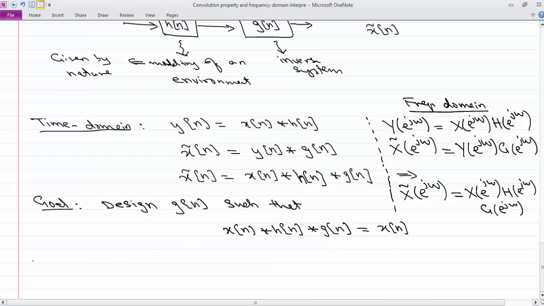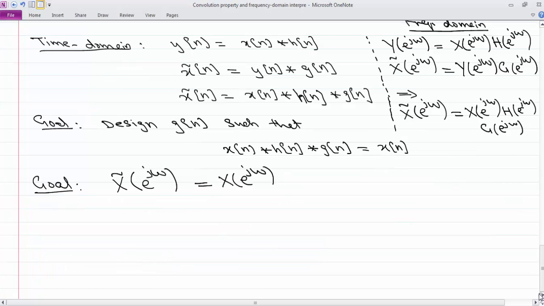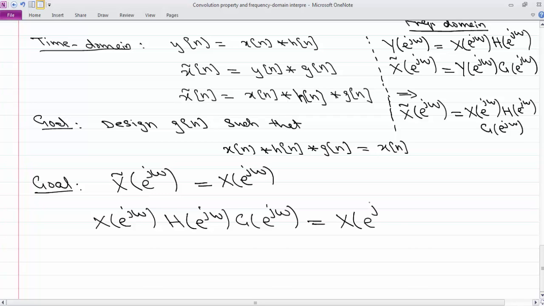So now what I want, in the frequency domain, the goal is X tilde of e to the j omega equals X of e to the j omega. Because if the Fourier transform is the same, then the time domain signal is the same. So if I do that, then what I'm saying is that X of e to the j omega, H of e to the j omega, G of e to the j omega is equal to X of e to the j omega, which means I want this product to be equal to 1.